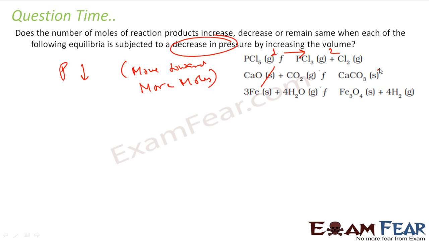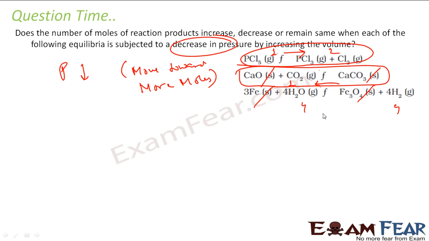Let's take this part, you can ignore. This has 1, this has 0, so this has more. So it will move towards this. Talk about this reaction. In this reaction, we have 4 here, we have 4 here. There is an equal number of moles of gas in the reactants and products, so there is no effect. No effect of change in pressure.